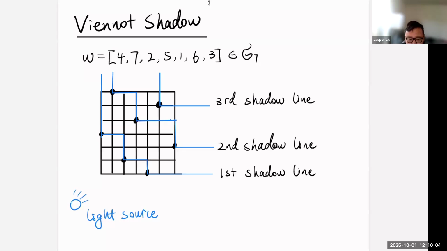And the critical fact by Viennot is that the horizontal coordinates of these shadow lines are exactly the first row of the first tableau in the Schensted correspondence. So here is 1, 3, and 6. And the coordinates of these vertical shadow lines are just the first row of the second tableau in the Schensted correspondence. So 1, 2, 6 here.